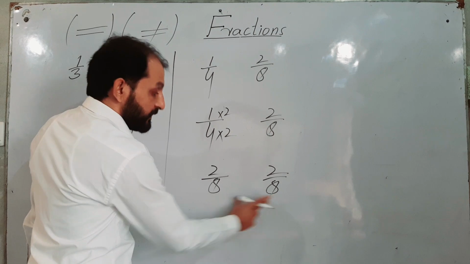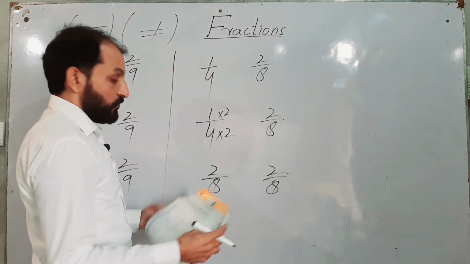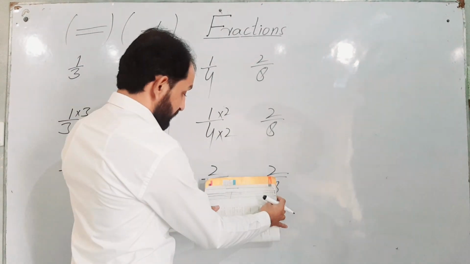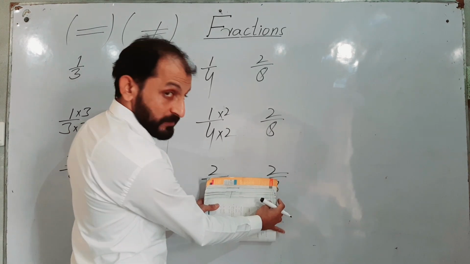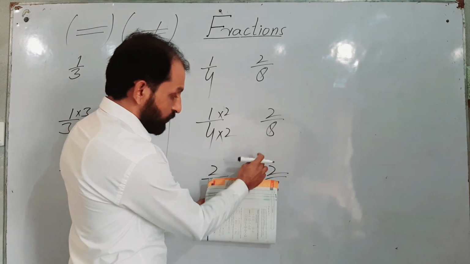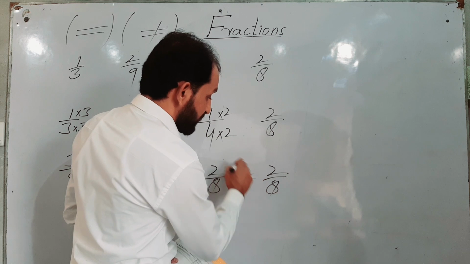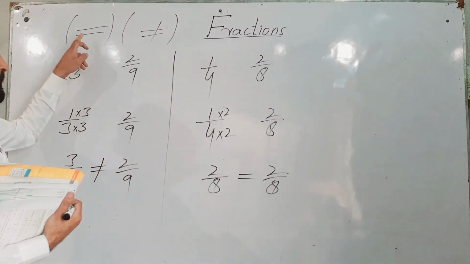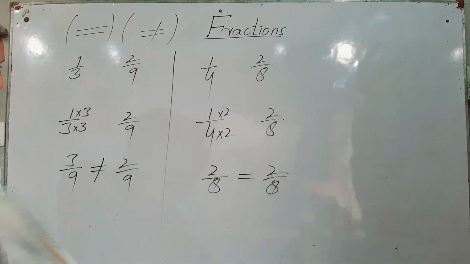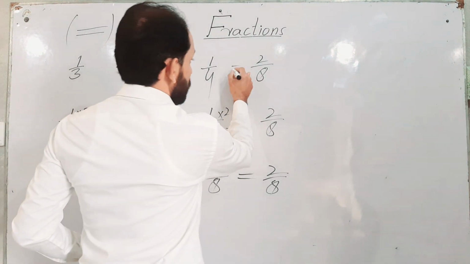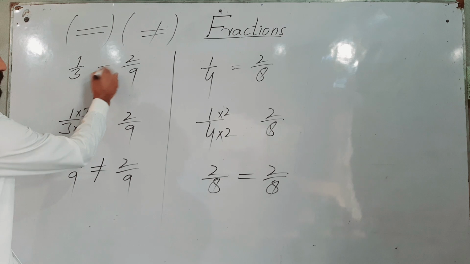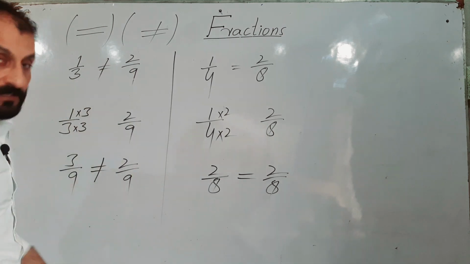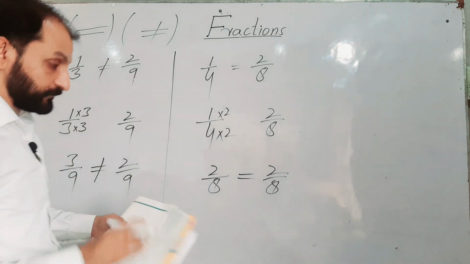Now you can see the denominators are the same. Now we can compare the numerators. Denominators are the same, we will ignore the denominators. 2 equals 2. It means both the fractions are equal to each other. These are the two examples of equal to and not equal to. We will place the equals sign. If they are not equal, we will place the sign showing both the fractions are not equal to each other.